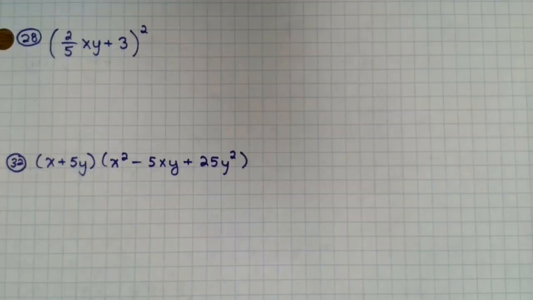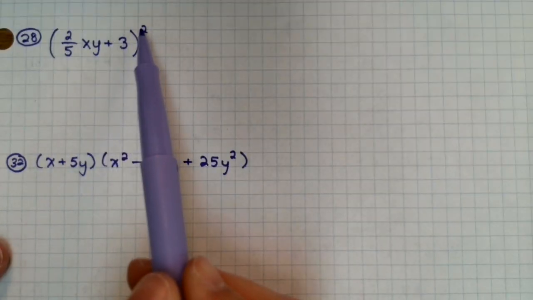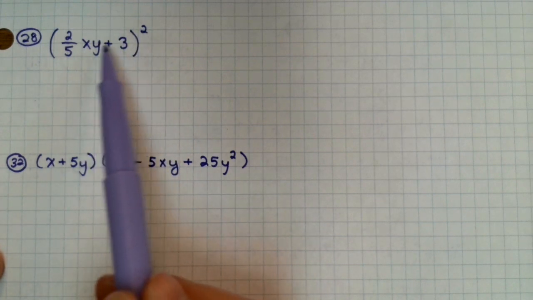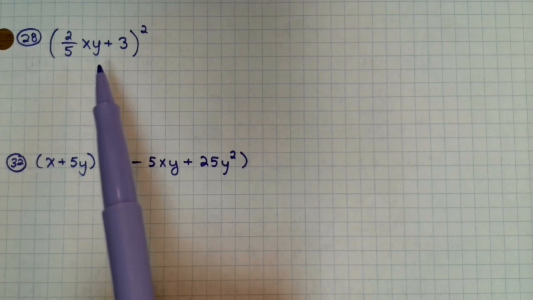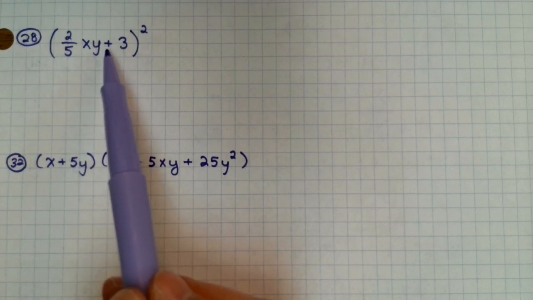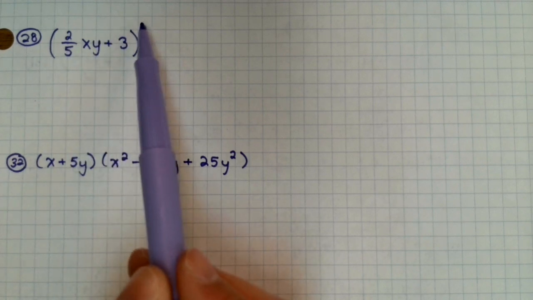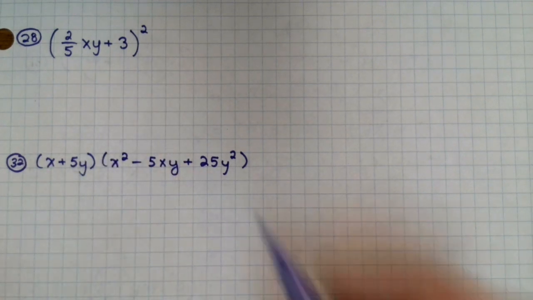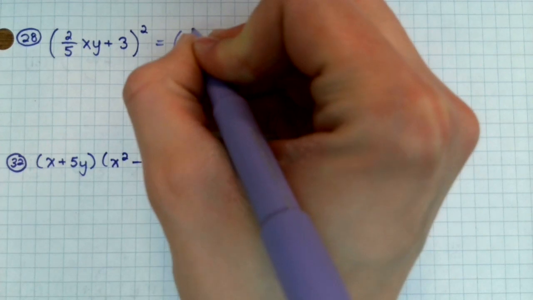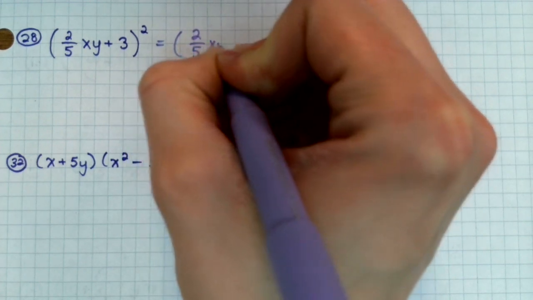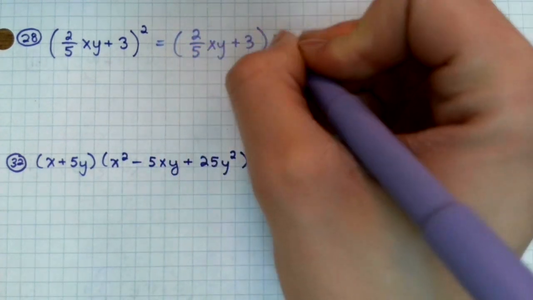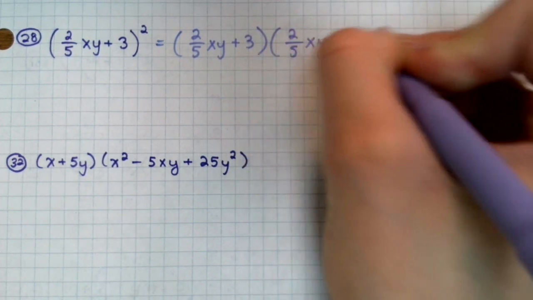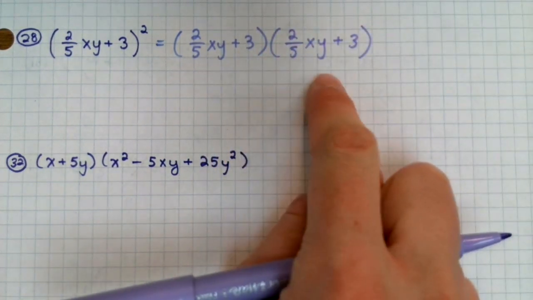For this next example, we have to be careful with this exponent here. Students are often tempted to try to distribute it to both parts that are on the inside here, and that only works if it's a product. This is not a product, it's a sum. So we have to remember that squaring something means you're taking it and multiplying it by itself again. So this here is 2/5 xy plus 3 times itself again.